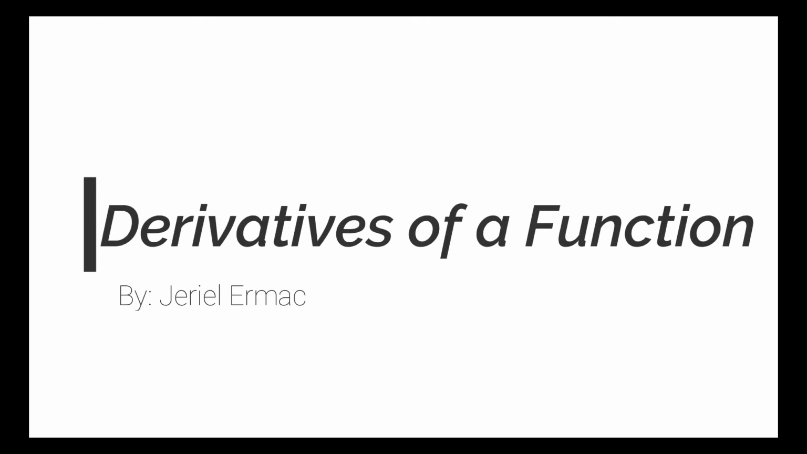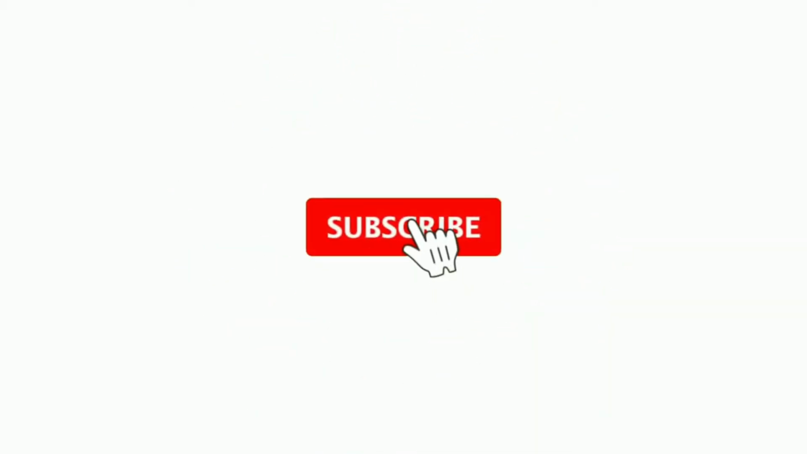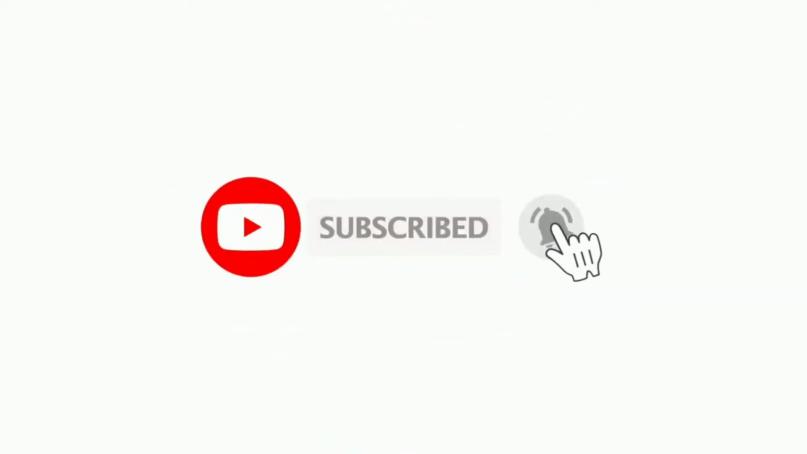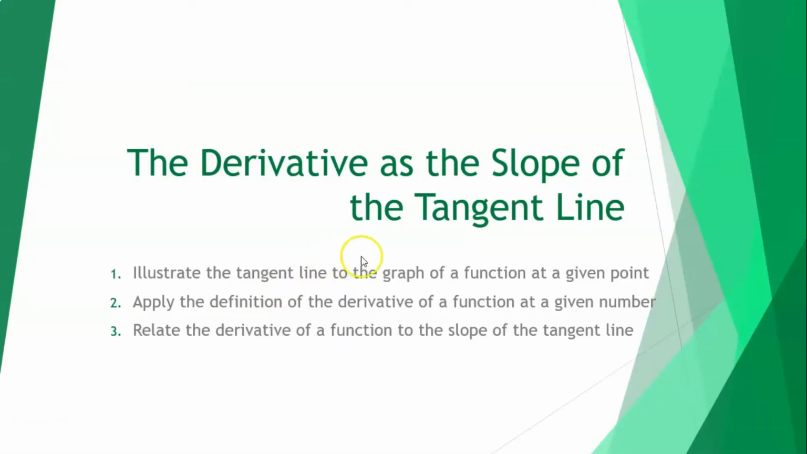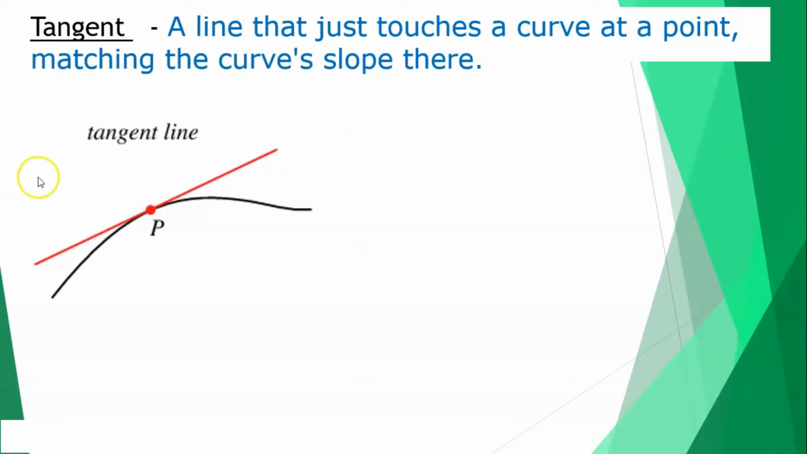Hello everyone, in this video we will learn all about derivatives of a function. Let's have the derivative as the slope of the tangent line. Now, a tangent line is a line that touches a curve at a point, matching the curve's slope there.